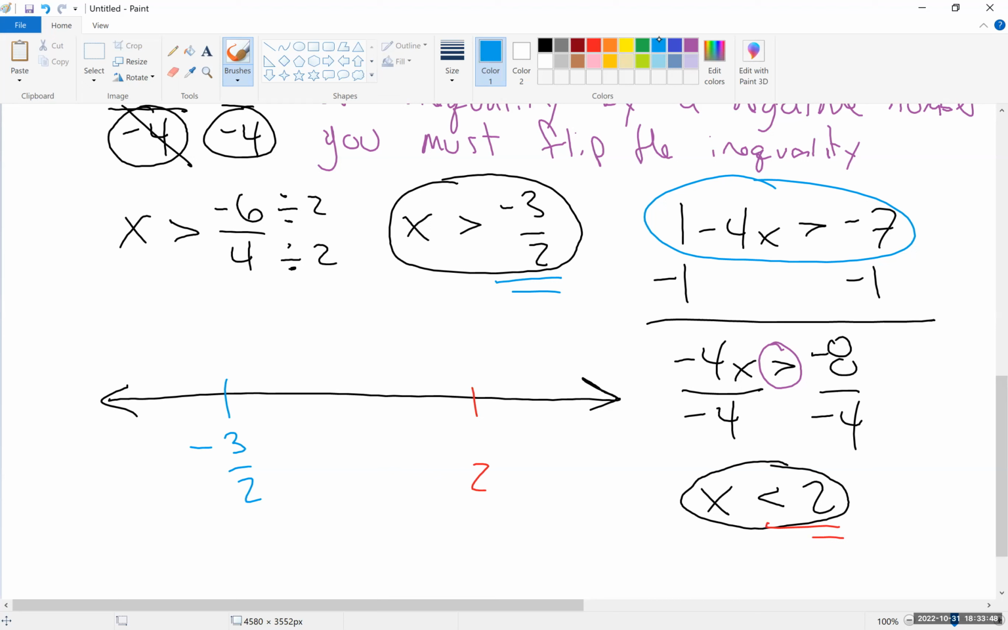Negative 3/2, so we're either greater than negative 3/2. If you have a greater than or less than, you use parentheses. If you have greater than or equal to or less than or equal to, which we do not have, you would have used brackets. So here we're using parentheses. The only other thing to note is if you use infinity or negative infinity, it always gets parentheses.